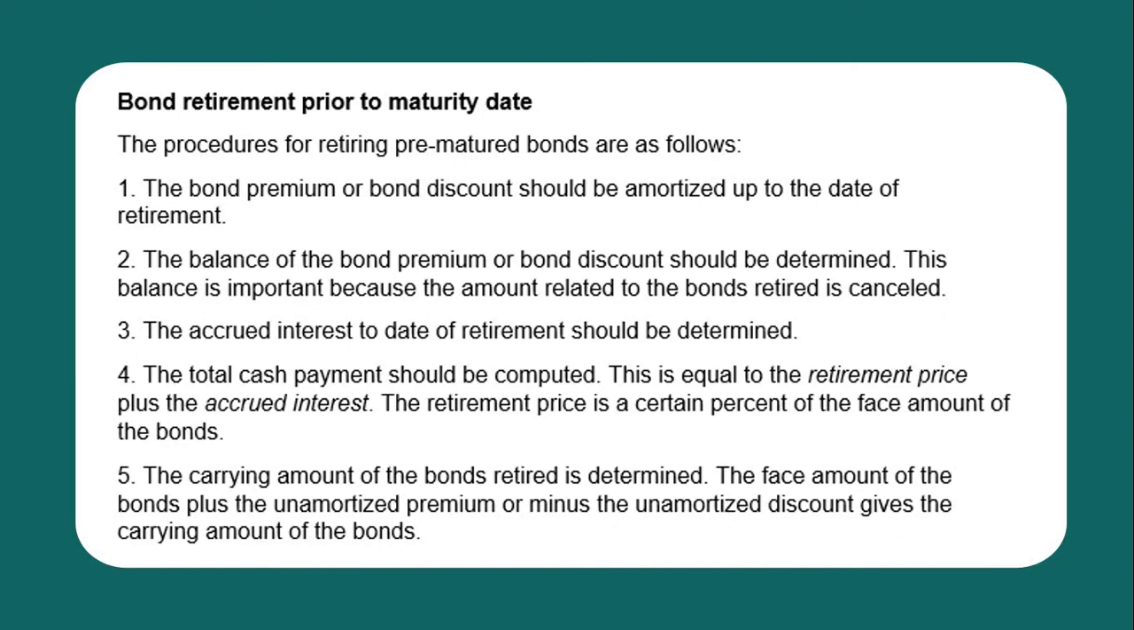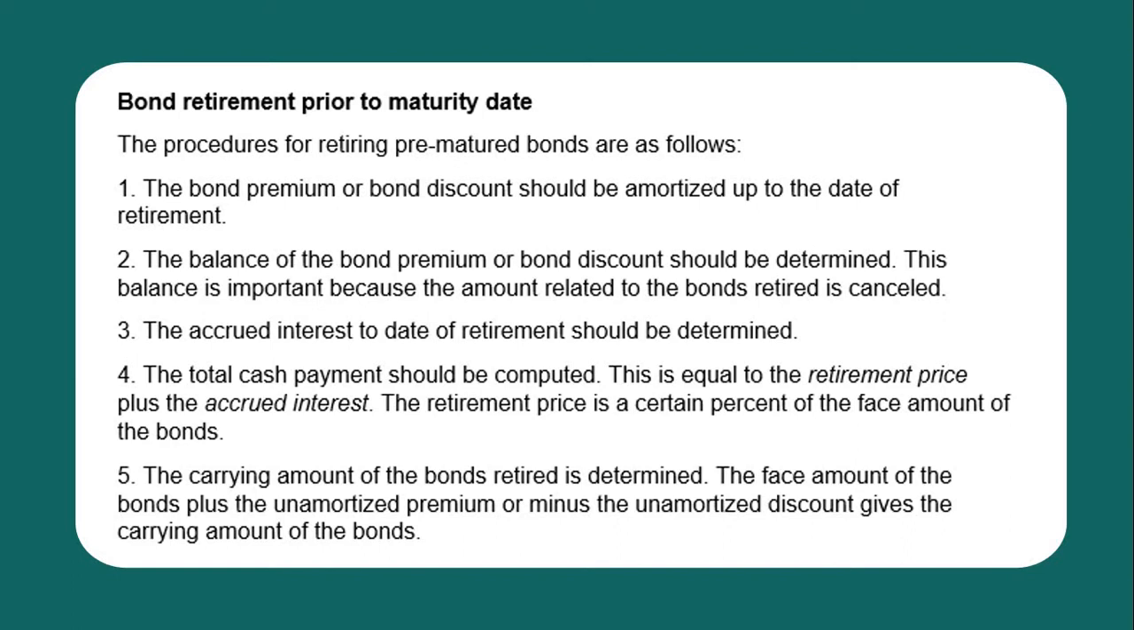Okay, so the first step is that the bond premium or bond discount should be amortized up to the date of retirement. In short, you need to update the amortization of your bond premium or bond discount. So again, we need to update. Dapat updated ato ang amortization of premium or discount until the date of retirement. Usually, we will record the amortization of either premium or discount every year end. So that is usually December 31 of the current year.